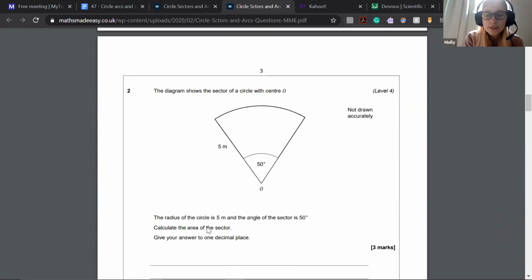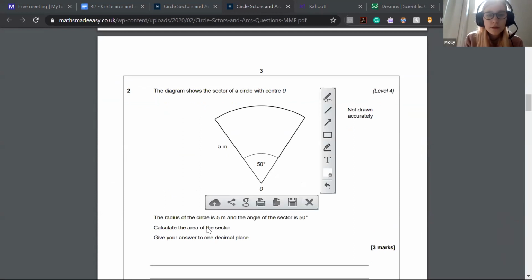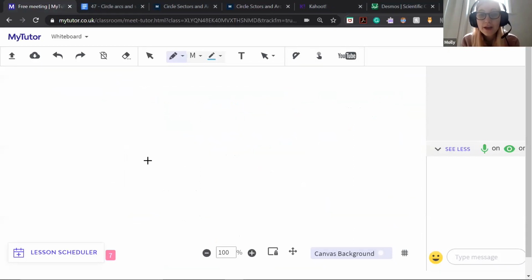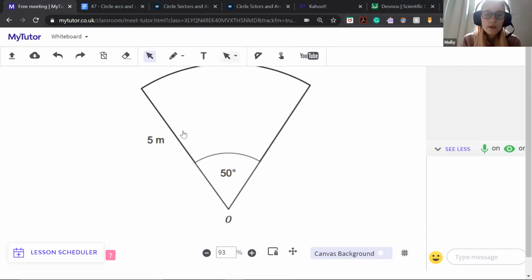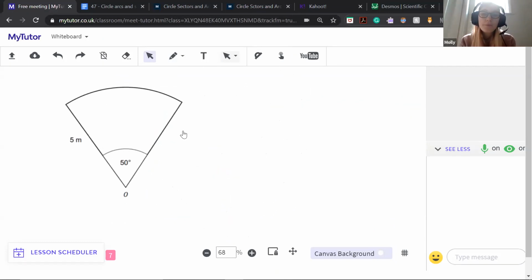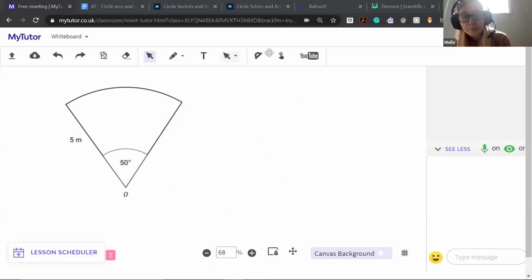So let's do this one. We're actually going to find both the area and the arc length here. Now, the way that we do this seems quite confusing at first, perhaps, but it's really quite easy and intuitive once you get used to it.